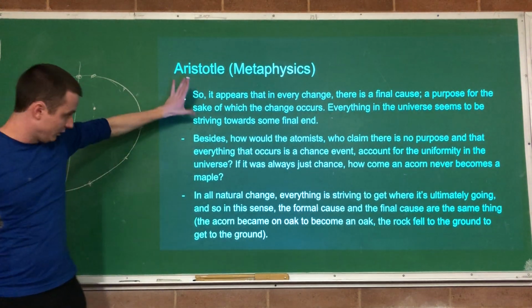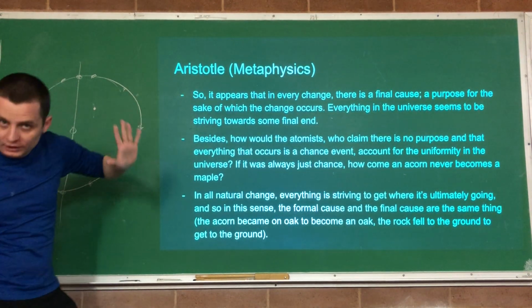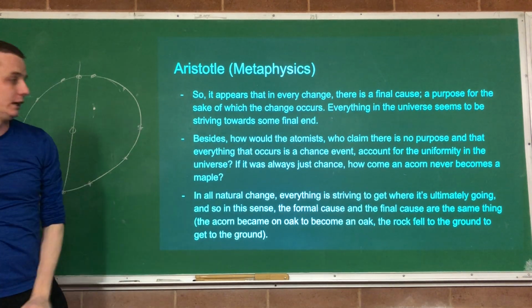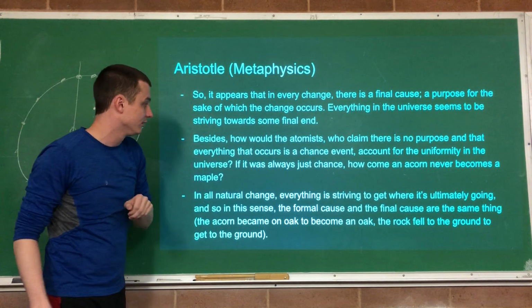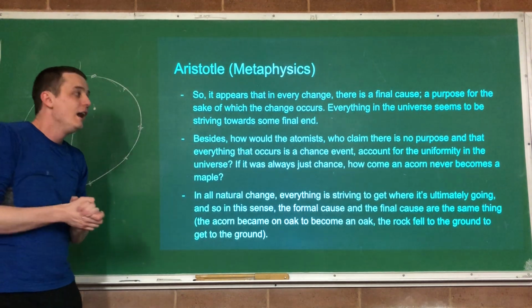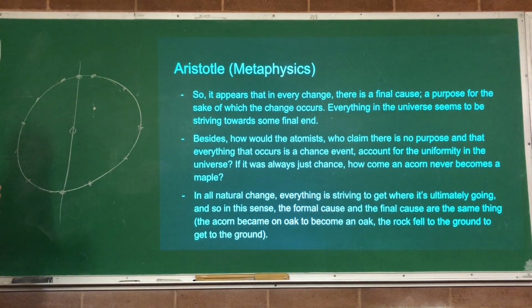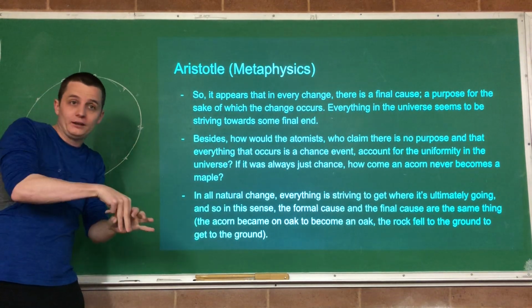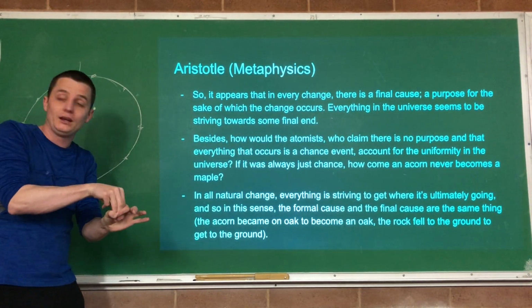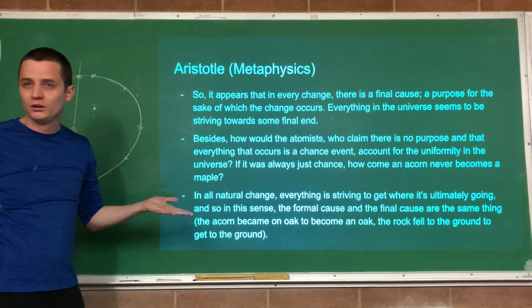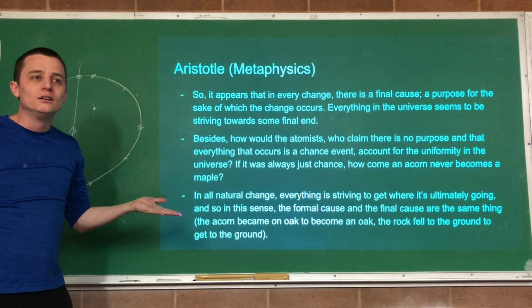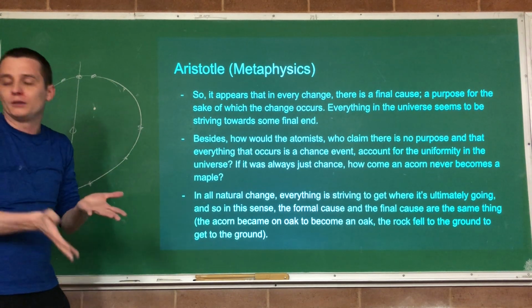So he says, besides, maybe throw my model out, let's look at the other model that's being proposed in my day. Besides, how would the atomists, who claim that there is no purpose and that everything that occurs is just a chance event, how would they account for the uniformity in the universe? So Aristotle notices very peculiar things. Every time you plant an acorn, or almost every time, for the most part when you plant an acorn, it produces an oak. It never produces a maple. Why not? If it's just random chance.